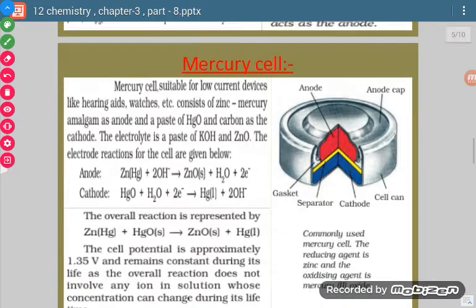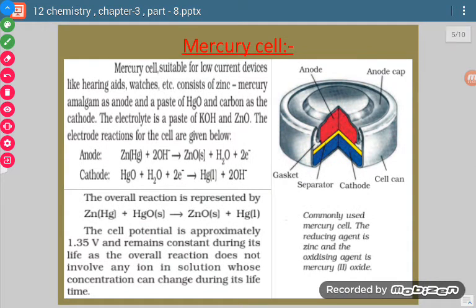Okay, now let us discuss one more important cell. It is also a primary cell and it is called the mercury cell. This cell is used in wristwatches and all such apparatus where a very small sized cell is required. There we use this cell. So it is the mercury cell. Now this is the structure of this cell.